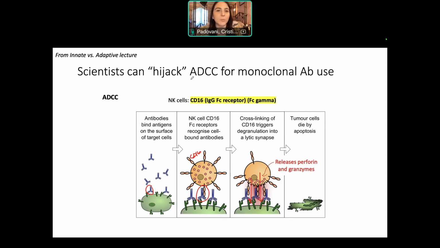If we break down the name, antibody dependent, so we need antibodies, cellular cytotoxicity, which is kind of like a CD8 positive T cell response, right? It's destroying the target cell, but it needs an antibody to do so. That's antibody-dependent cellular cytotoxicity. So scientists hijack this idea. They like it and they're like, wait, can't we just do this for tumor cells? Can't we do this? So this is kind of what they do.